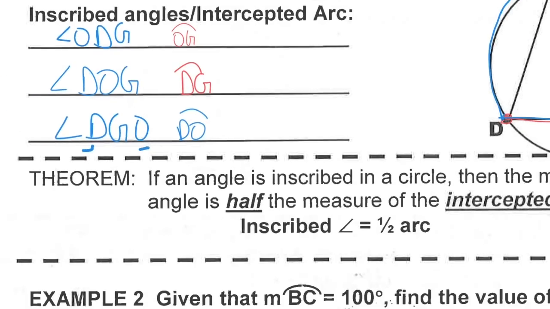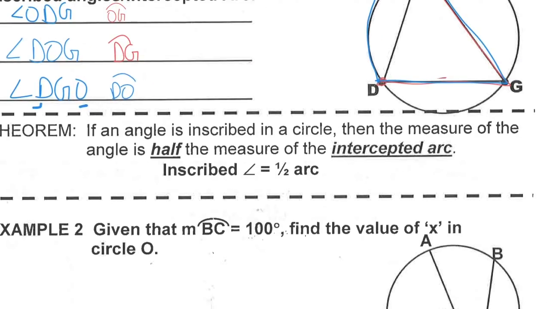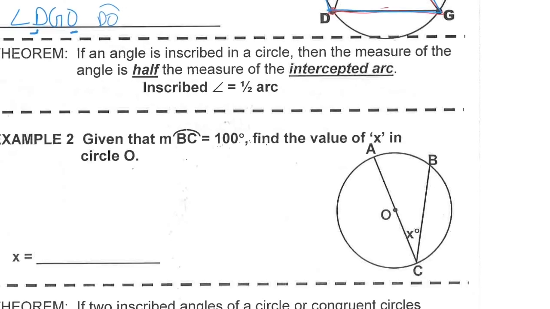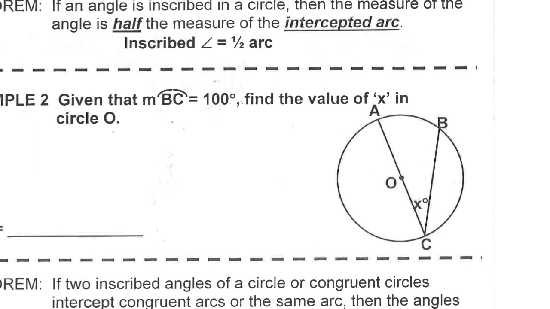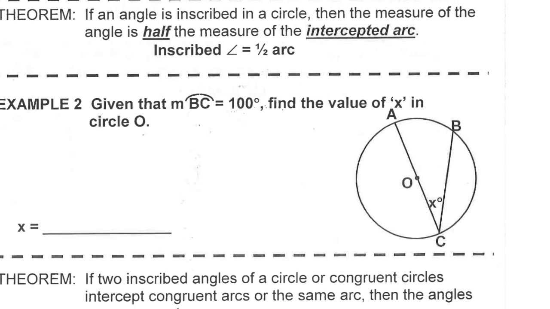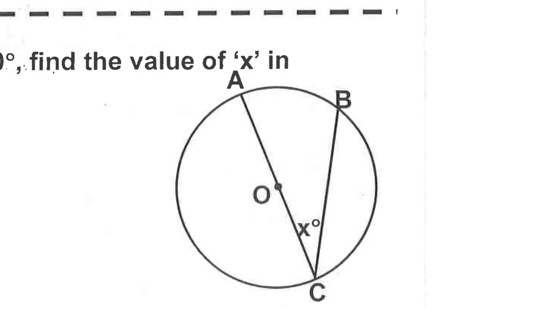So we've got a theorem that goes with this, and it's really useful. It says, if an angle is inscribed in a circle, then the measure of the angle is half the measure of the intercepted arc. So if you have the inscribed angle, you double it to get the arc. If you have the arc, you take half of it to get the inscribed, which is what this one's going to do right here. It says, given that arc BC is 100 degrees, so this arc right here is 100 degrees.